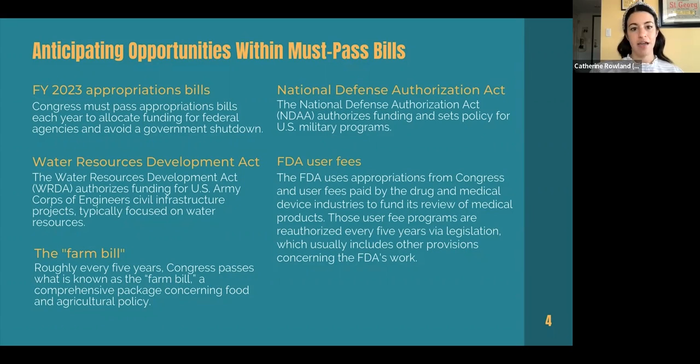Let me close by saying determining what is or isn't a must-pass bill is not an exact science, but I hope the conversation we'll have today makes it easier for all of you to figure out what legislation Congress will act on and how to use that legislation to advance your priorities.